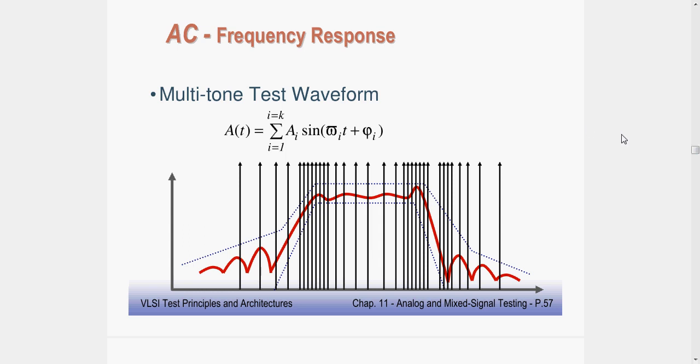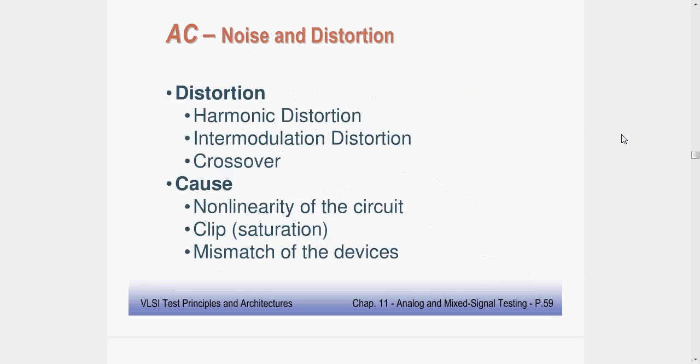Next, noise and distortion. Any circuit is not free of noise and distortion. Even in digital circuits we have noise, and in analog circuits we have a lot of scope and a lot of challenges in terms of noise and distortion. So what are the distortions that appear here? The first one is harmonic distortion. Next, intermodulation distortion and crossover distortion.